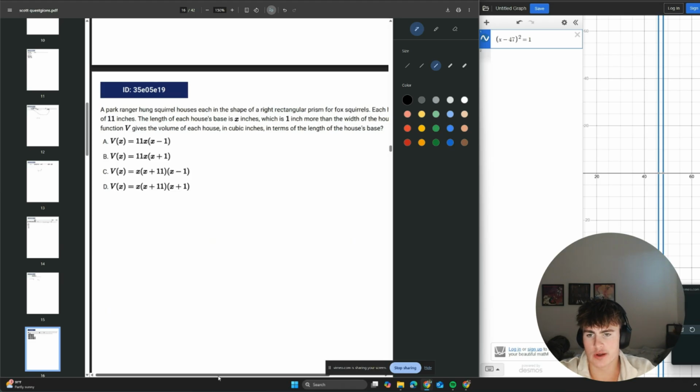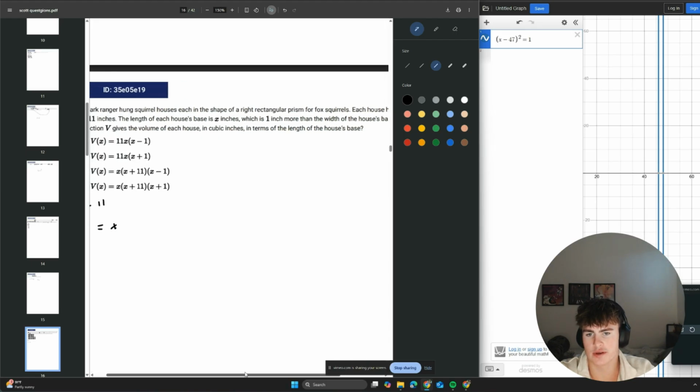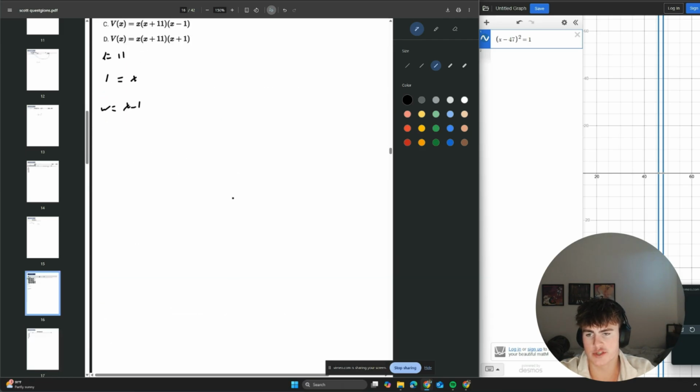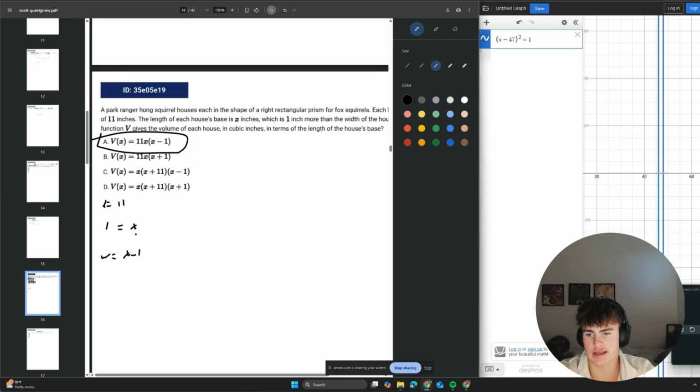Okay, this one. A park ranger hung blah blah blah in the shape of a right prism. Each house has a height of 11. The length of each house's base is x inches. So height is 11. Length is x, which is one more than the width of the house. So if this is one more than the width, then the width would be x minus 1. So then you just multiply all these together to find the volume. So it would just be 11 times x minus 1. So it's just a. The trap is if you were to set x plus 1 and then this to x, you get it wrong because you set it up improperly.